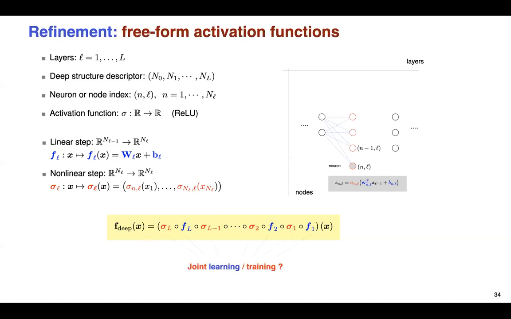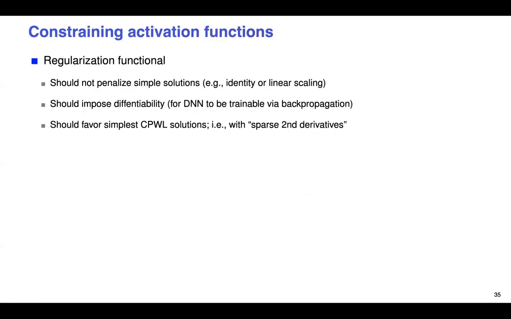So it's now almost the same as before. We are learning the linearities, learning the neurons. You say, yes, but this is crazy because there are too many parameters. So we need to use regularization. We don't want to penalize simple solutions like linear scaling. We want it to be differentiable so that we can use backpropagation. And we want to favor the simplest continuous piecewise linear solution with sparse derivatives.